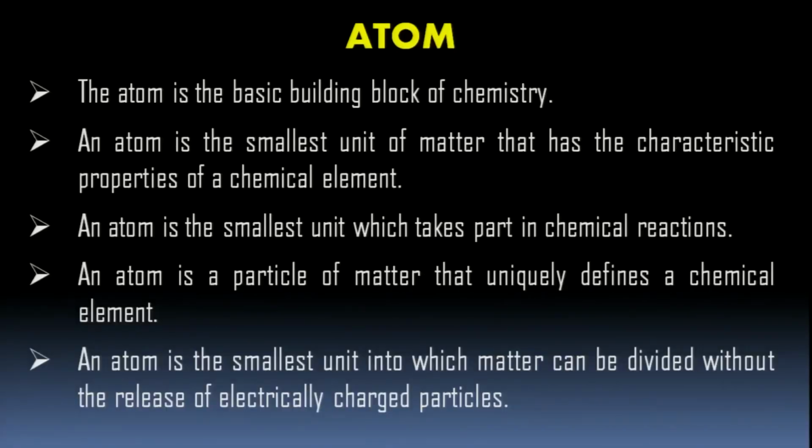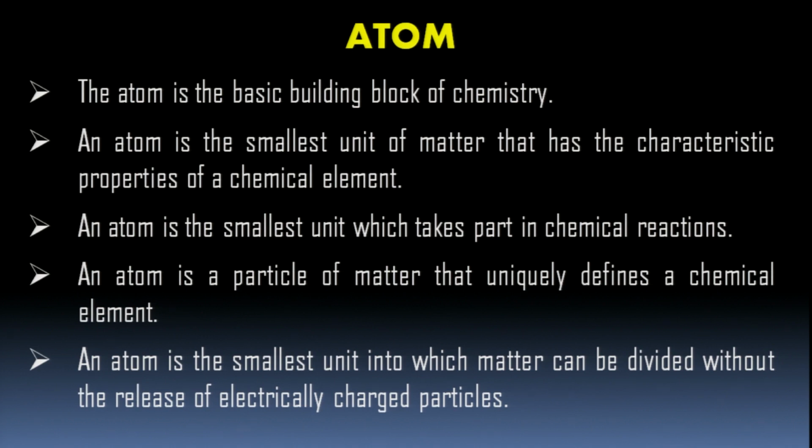So, children, what is an atom? What are the different characteristics of an atom? The atom is the basic building block of chemistry. Why chemistry? Because the basic building blocks of chemistry are elements, compounds and molecules, and the basic building block for that is the atom. An atom is the smallest unit of matter that has the characteristic properties of a chemical element. Thus, the last bit of paper will show the characteristic of paper only, and the last bit of oxygen, one atom of oxygen, will show the characteristic of oxygen.